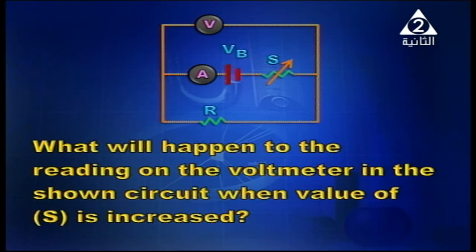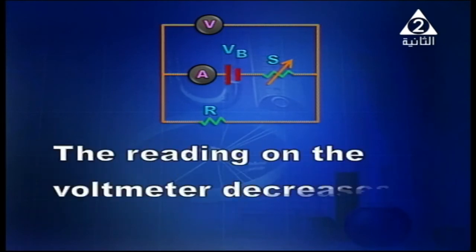So what would happen when S is increased? Yes, the current flowing through the circuit is decreased, and voltage applied across R depends on the current, so it will decrease. The reading on the voltmeter decreases.